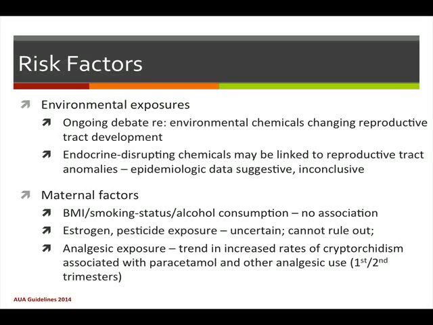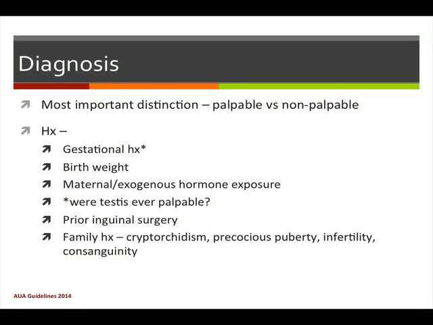And in terms of analgesic exposure, there is a trend toward higher rates of cryptorchid testes with analgesic use. For example, COX inhibitors inhibit prostaglandins, and we know that prostaglandins are very important for male sexual differentiation, so you get inhibition of that pathway. When you're diagnosing cryptorchid testes, the most important distinction really is: is it a palpable testicle or a non-palpable testicle?